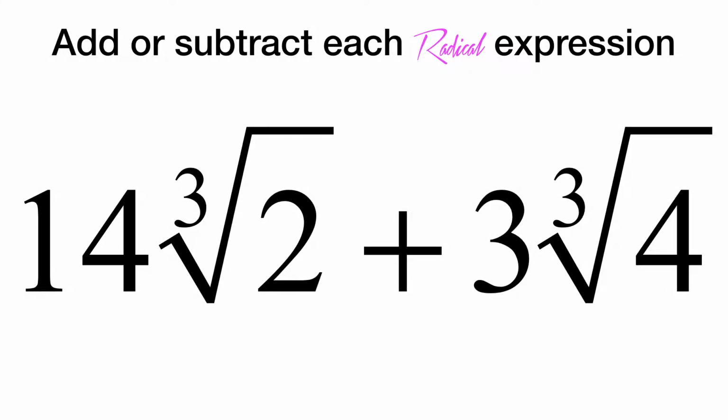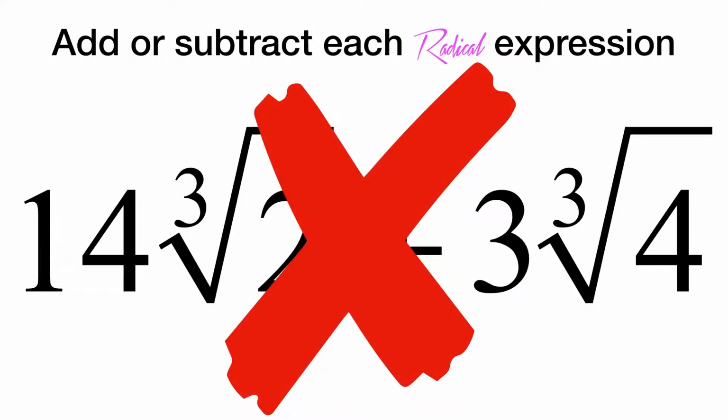So now let's try this one. 14 cube roots of 2 plus 3 cube roots of 4. They're both cube roots, but one is of 2 and the other is of 4. So unfortunately, it just doesn't work.